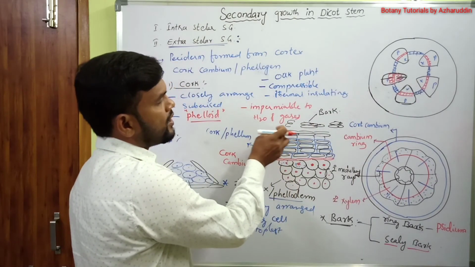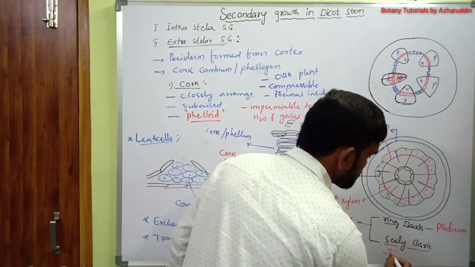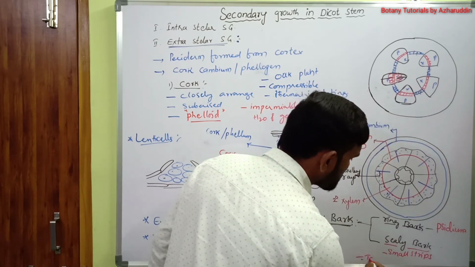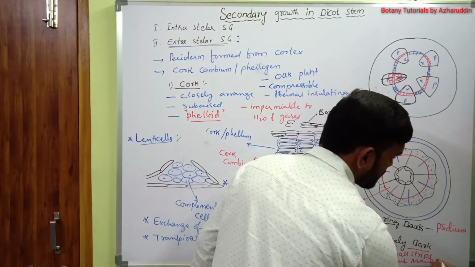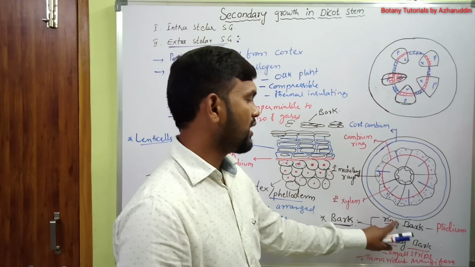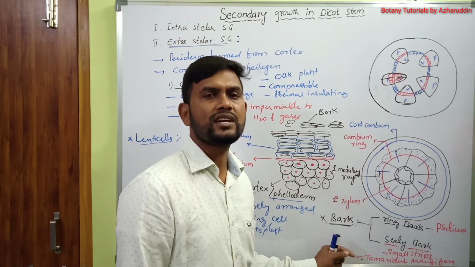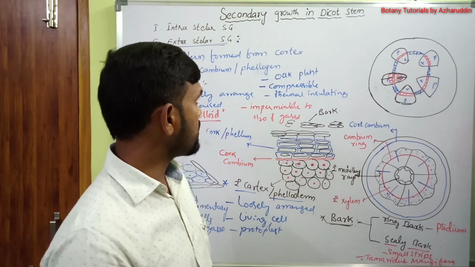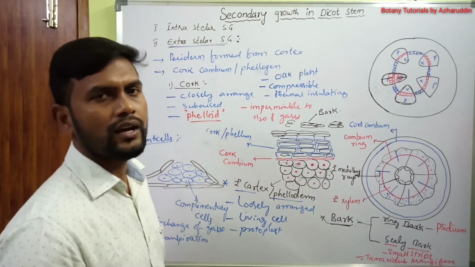Next, scaly bark. The cells which are present outside the cork are peeled off as small strips. Examples: Tamarindus and Mangifera are examples for scaly bark. For ring bark, the example is Cinnamomum. The bark of Cinnamomum zeylanicum is used as a condiment in foodstuffs. This is about extrastellar secondary growth. In the next class, I will come with another topic. Thank you.